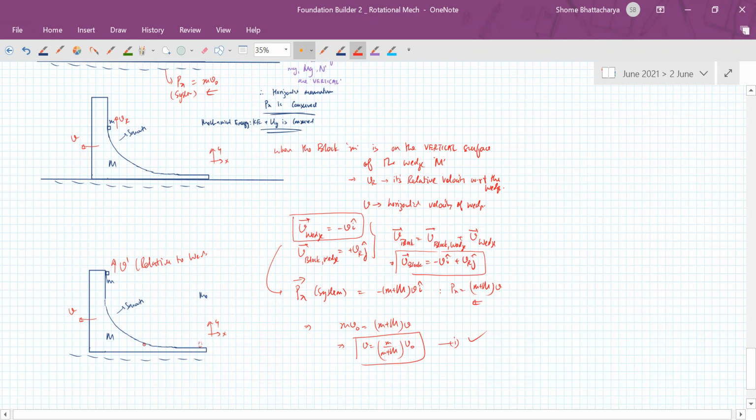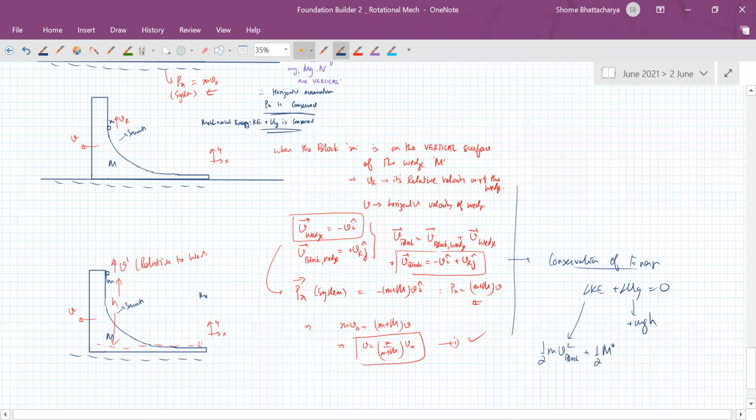Compared to its initial position here, the gravitational potential energy has increased by how much? H, like this. Okay. So from initial to final, when we apply conservation of mechanical energy, we can say that the change in kinetic energy plus the change in gravitational potential energy is 0. So this is plus mgh. Okay, but what is this? This is the block's kinetic energy plus the wedge's kinetic energy, minus the initial kinetic energy, which was only of the block.